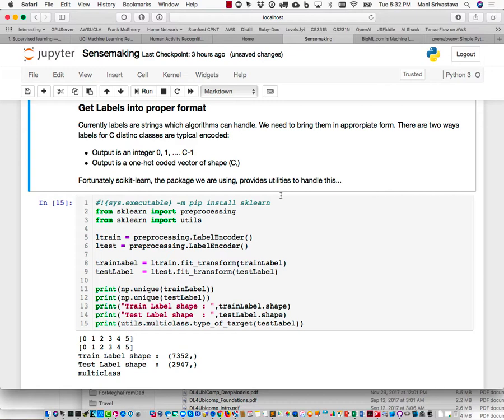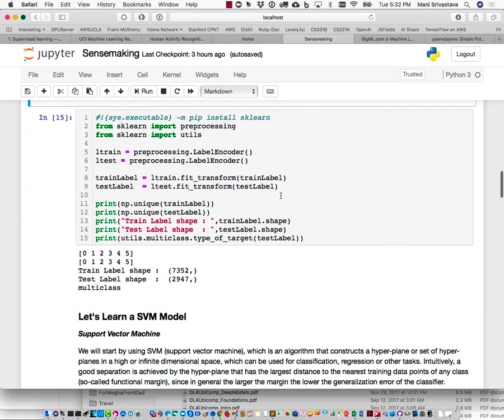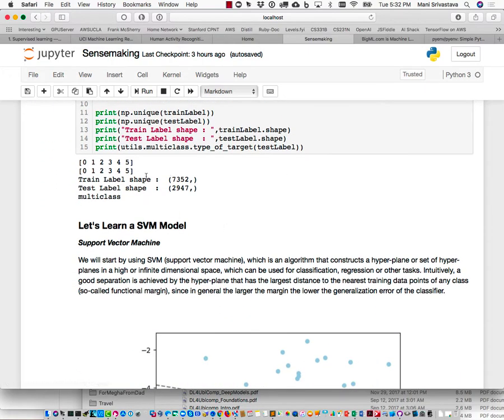And you would see what the labels are in this particular manner. So first thing, encoding, so that my labels are now in that particular form.